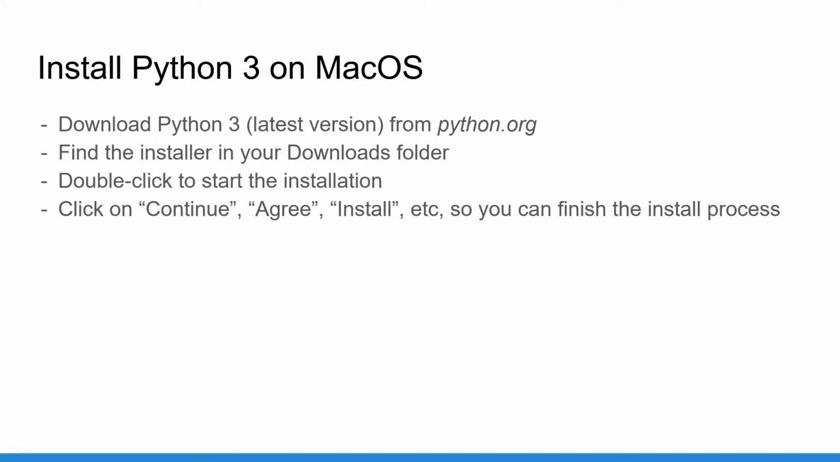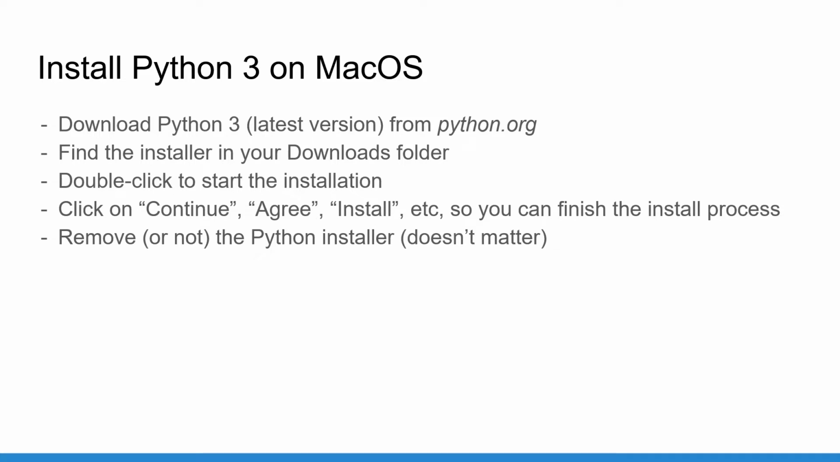You will have several steps for the installation. Just click on Continue, Agree, Install, etc. for each step. You may also have to provide your password to continue. Once the installation is done, maybe you will be asked to remove the Python installer. You can remove it because you don't need it anymore, and this doesn't really matter for Python at all, okay? So just remove it if you want to.